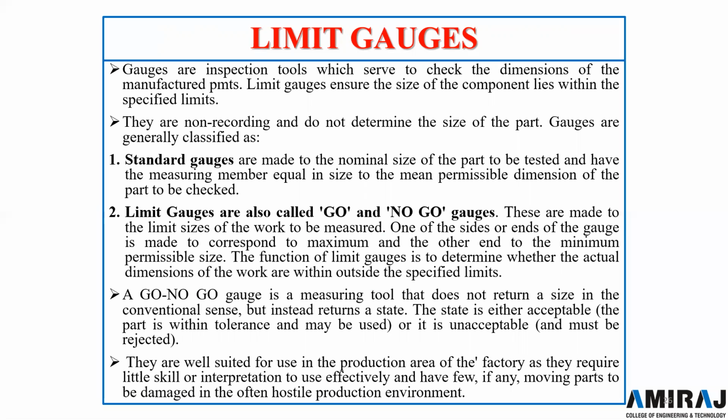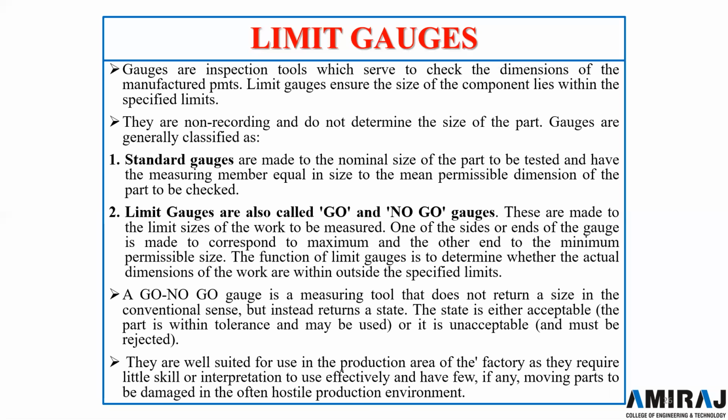Then there are the limit gauges, which are go and no go gauges. These are made to limit the sizes of work to be measured. They are specifically designed to limit the size of the work to be measured. One side or end of the gauge corresponds to the maximum and the other end to the minimum permissible size. The limit gauges have two sides: one has the maximum permissible size and the other has the minimum permissible size.